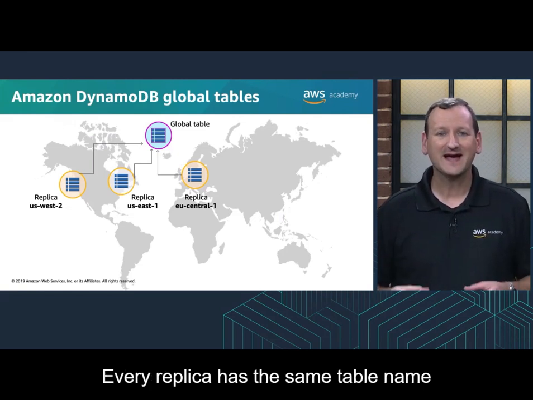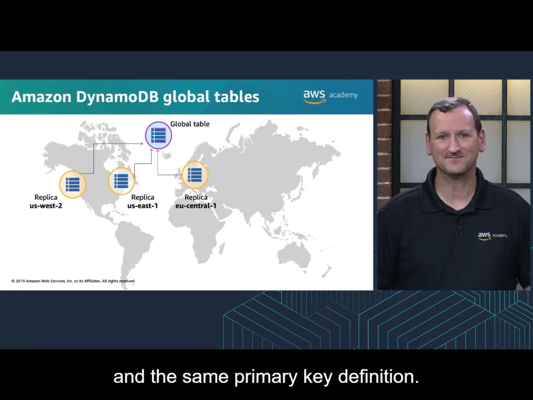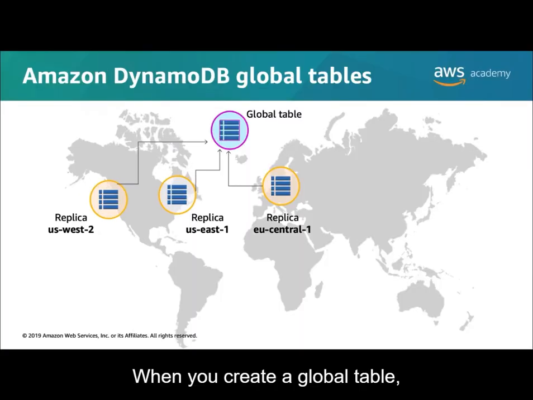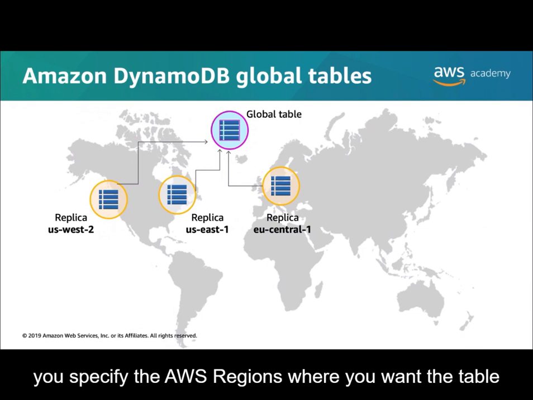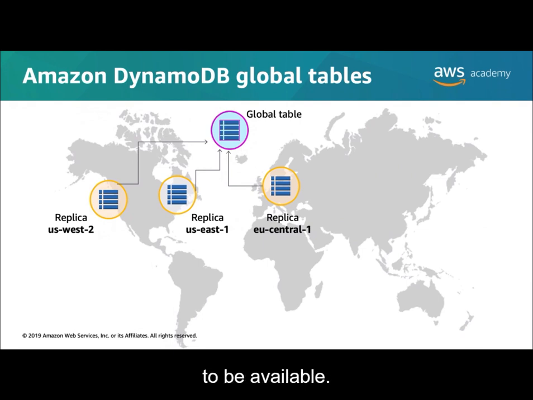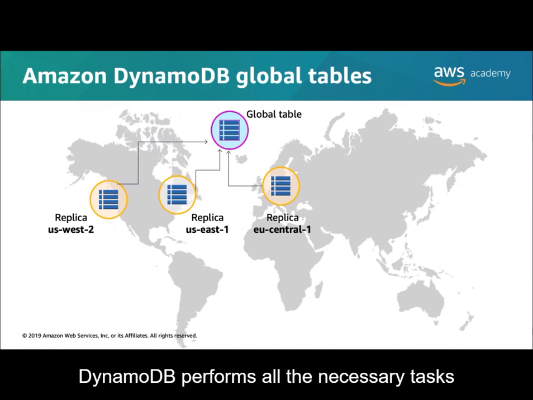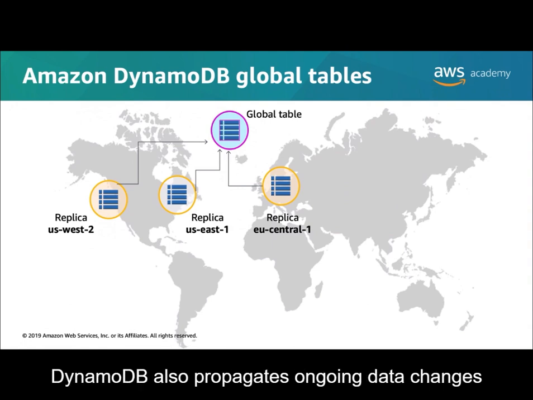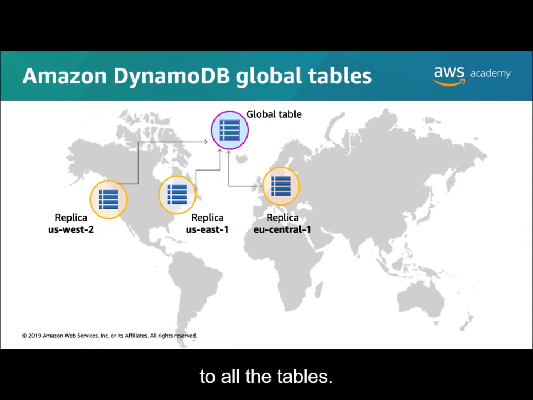Every replica has the same table name and the same primary key definition. When you create a global table, you specify the AWS regions where you want the table to be available. DynamoDB performs all the necessary tasks to create identical tables in these regions. DynamoDB also propagates ongoing data changes to all the tables.